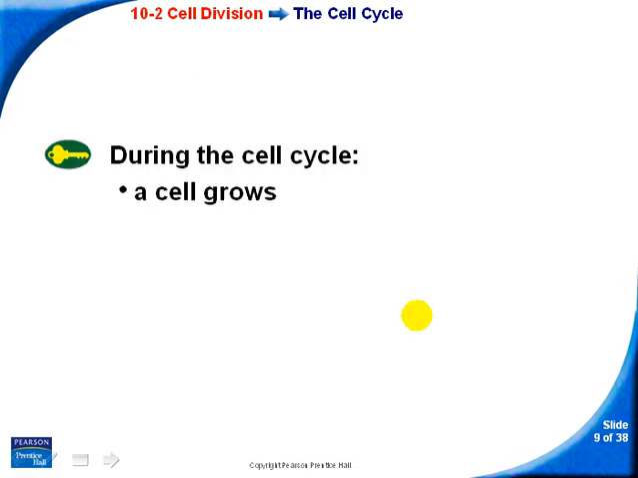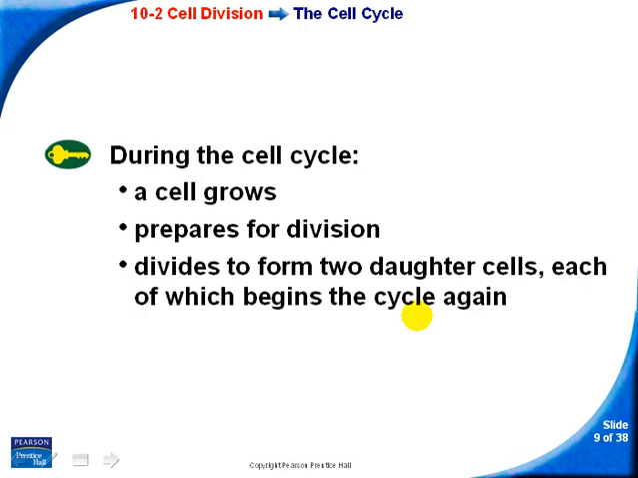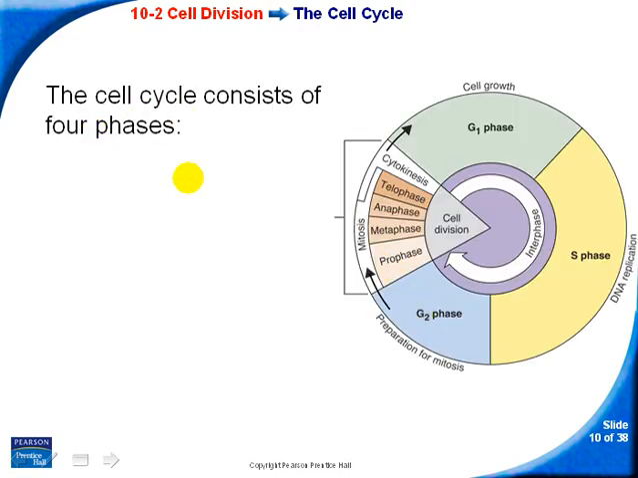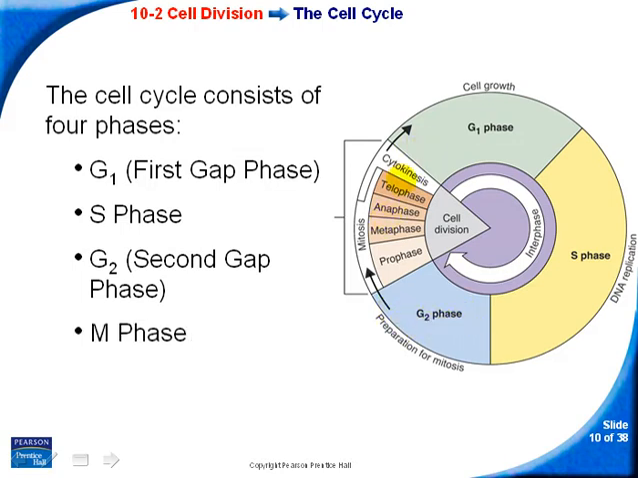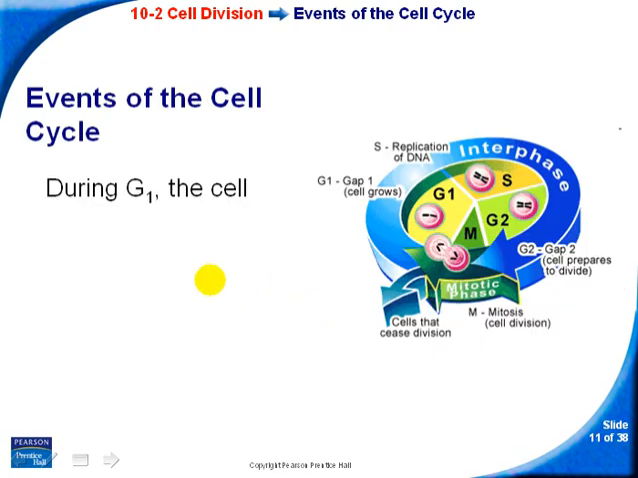So during a cell cycle, a cell grows, prepares for division. It divides to form two daughter cells, each of which then becomes a cycle again, like I said. So here are the four phases again: the G1 phase, the S phase, the G2 phase, and the M phase, or mitosis and cytokinesis. We'll look at each of these phases in more depth here.